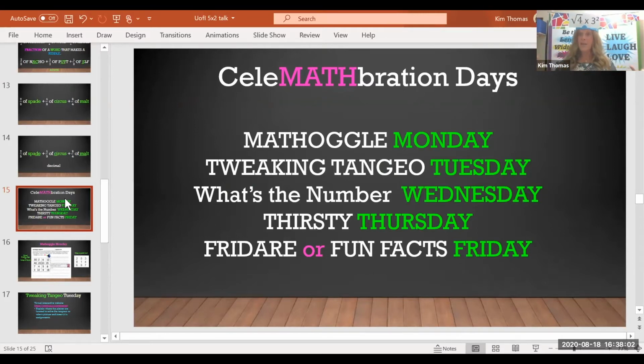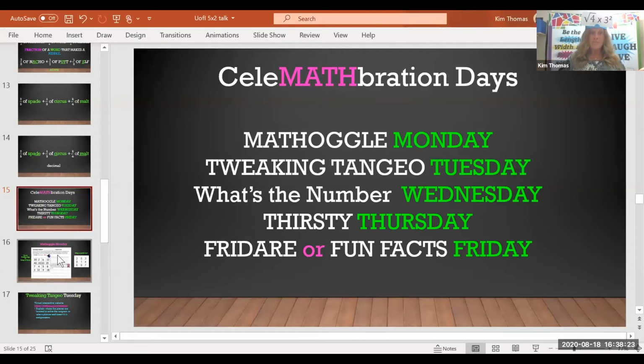And then I have 7 mathbration days. This is what I used before we went to virtual, so I wanted to keep the consistency, and I think that's so important for kids. Teacher, no matter what programs you're using or what you're doing, you are the most important for the kid, to be that consistent person teaching them. They just can't wait to see you.